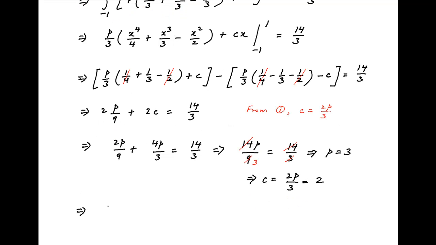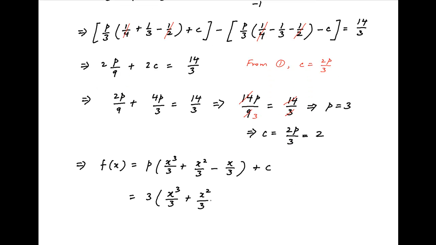Substituting these values of p and c, f(x) = 3 times (x³/3 + x²/3 - x/3) + 2, which simplifies to x³ + x² - x + 2, which is the required answer.